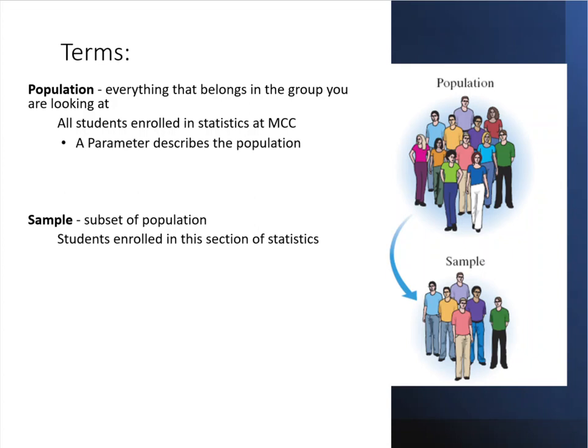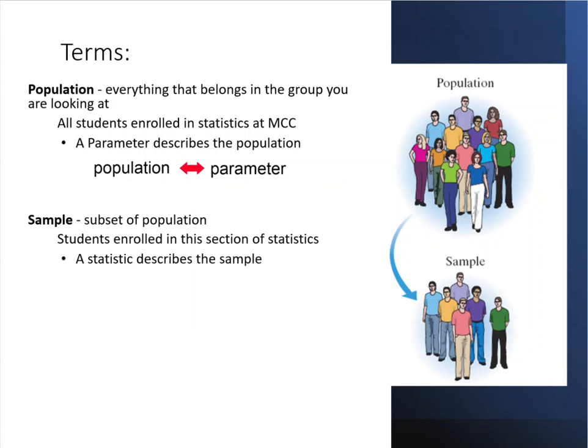Now, how do we describe our population? That's going to come from a term called a parameter. A parameter is going to be a numerical description that we're going to use to describe our population. And when I think about parameter, I want to make sure I understand there's a little bit of alliteration going on there. Parameter describes population. They both start with the letter P. It kind of helps me keep track of that idea.